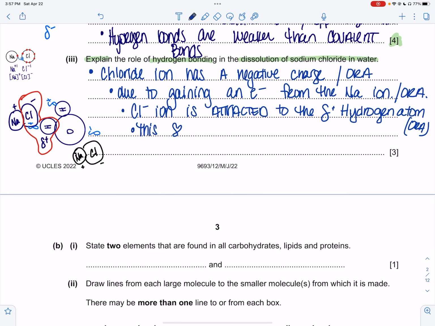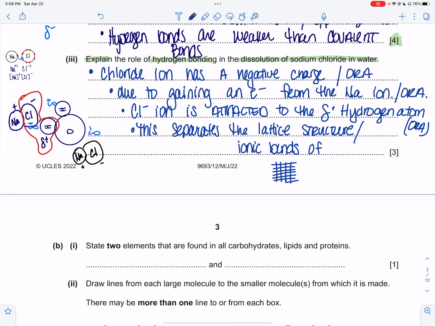Okay, and this separates the lattice structure. Salts do form a lattice structure like this, like a crystal-like structure. Or you can say this separates the ionic bonds of NaCl.